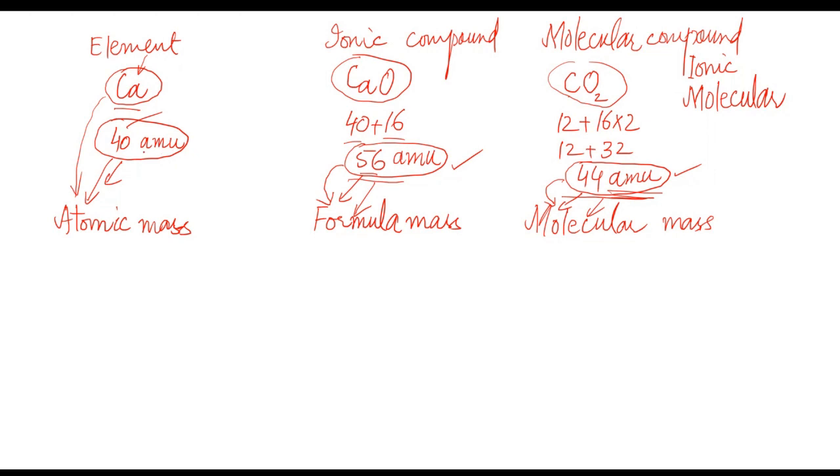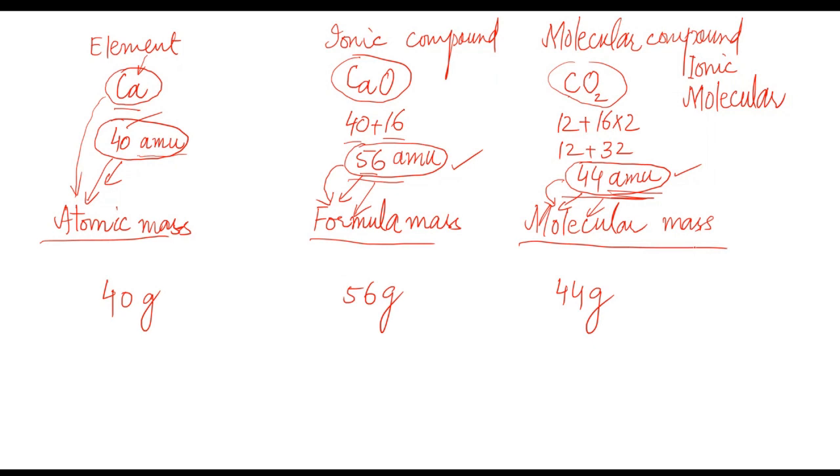Clear this one? Now, if you change this AMU unit to gram, if I write mass of calcium is 40 gram, mass of calcium oxide is 56 gram, and mass of carbon dioxide is 44 gram, then all these words, atomic mass, formula mass, and molecular mass, change to molar mass. So what is molar mass? When you write the mass of any substance in grams, it is called molar mass.